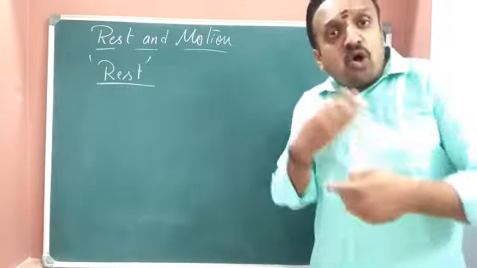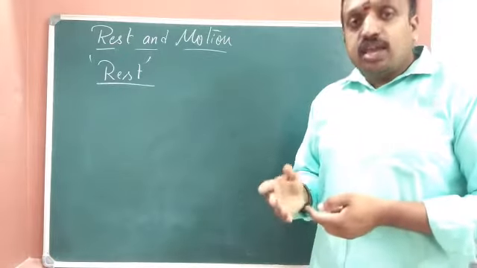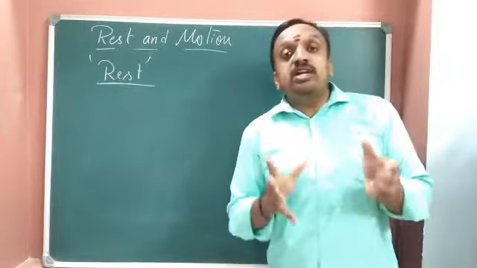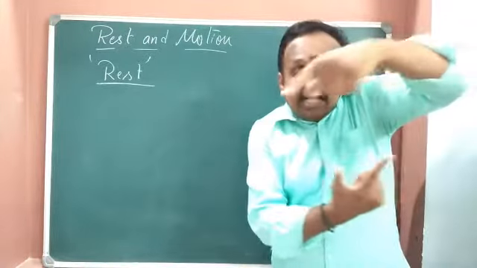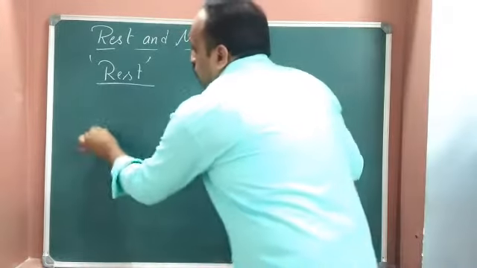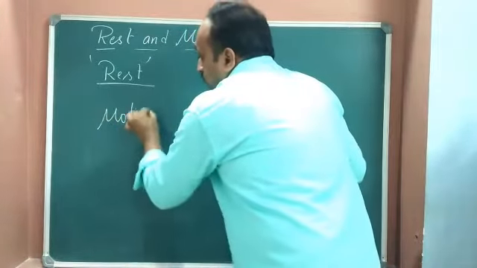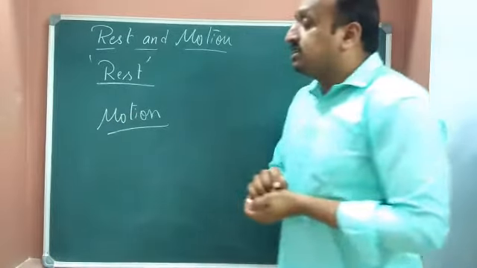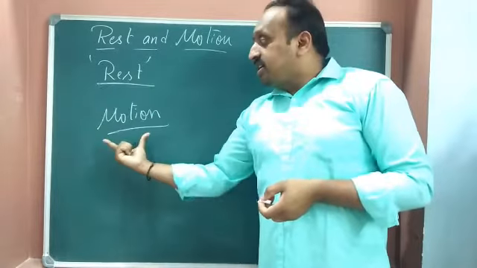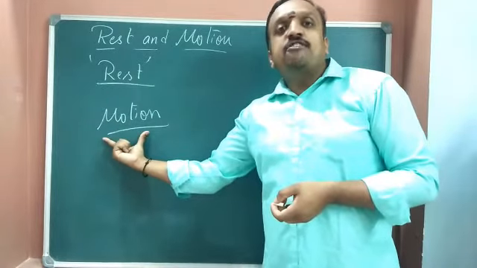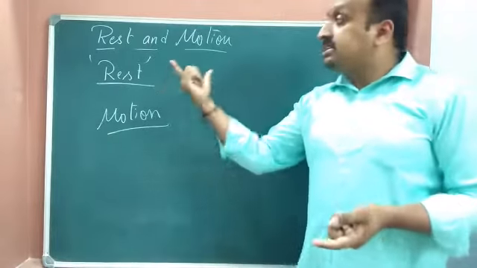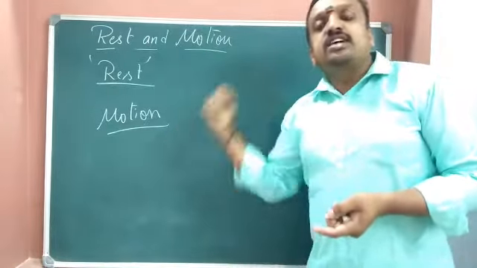If the position of the object keeps on changing with respect to time and the immediate surroundings, that condition is called motion. So you can easily define it. In rest, the position of the object remains the same. Here, the position of the object will change with respect to time and the surroundings.